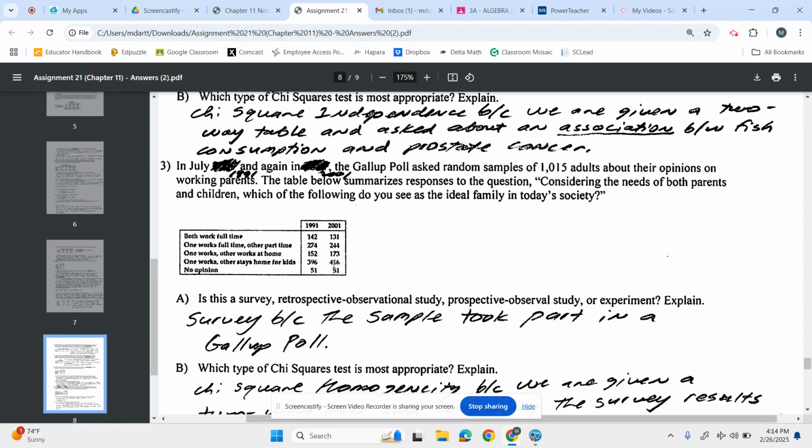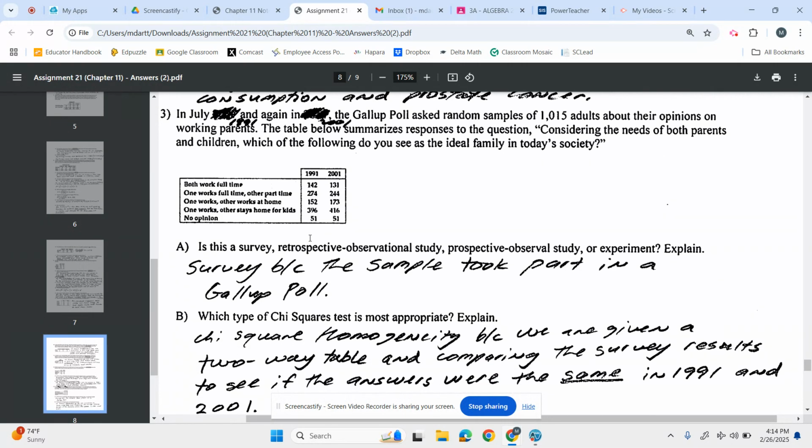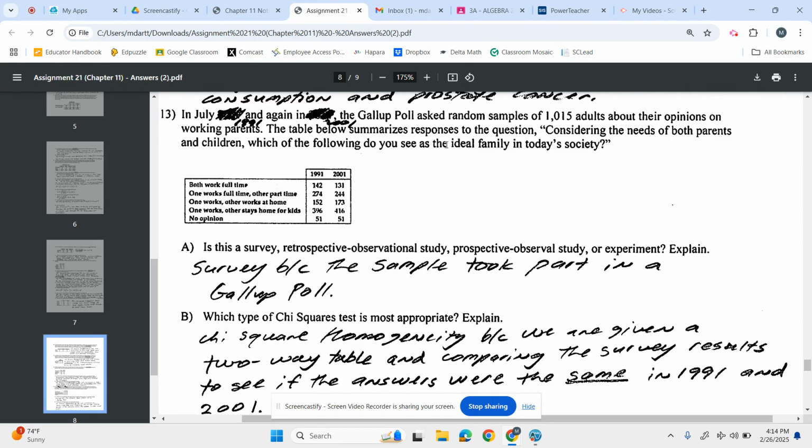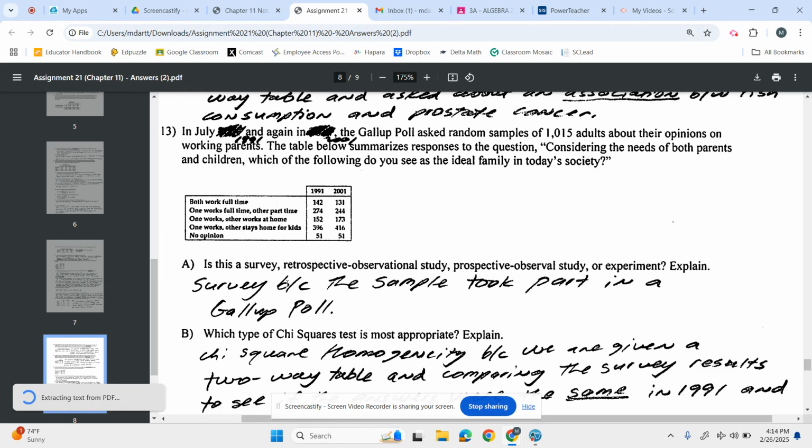Here we have another two-way table. So we know it's going to be homogeneity or independence. Now in this case, it doesn't actually say anywhere up here like same, difference, change, or anything like that. But clearly they're looking to see if the results from 1991 are the same or different from 2001. So if the years are different, we know it's going to be homogeneity. Now, this is also an example of a survey. How do I know it's a survey? Because it says a Gallup poll. Whenever you're polling data, it's going to be a survey.